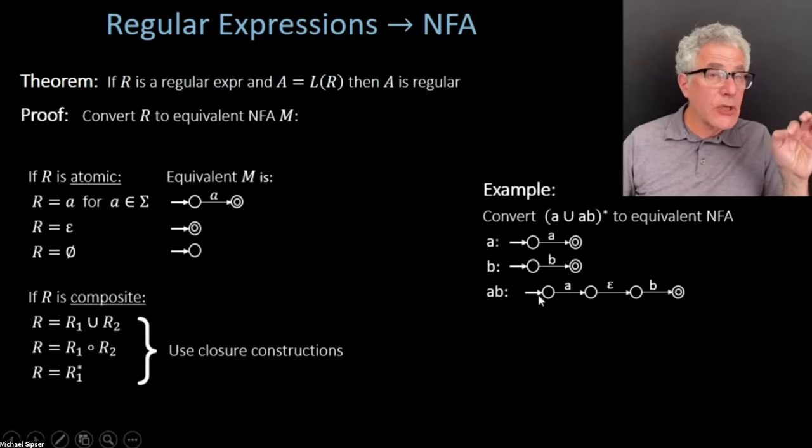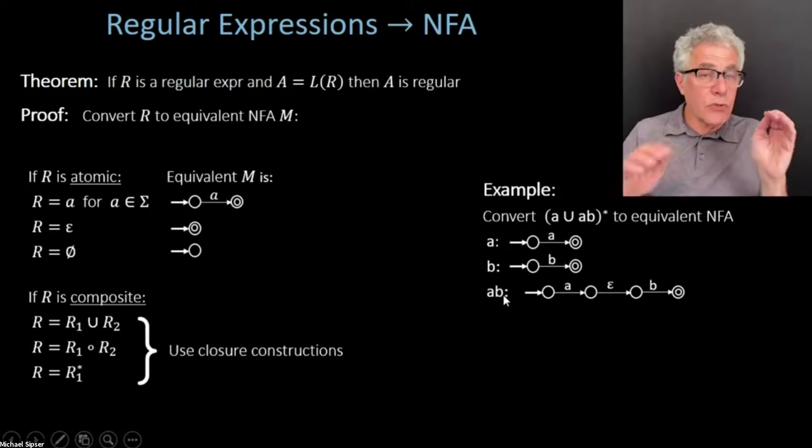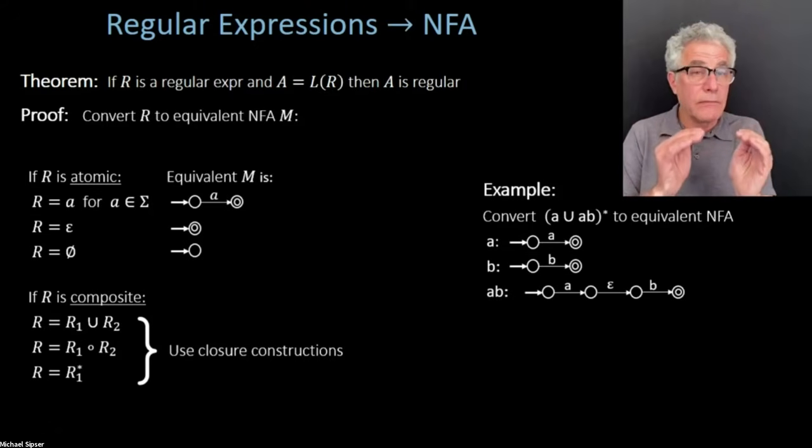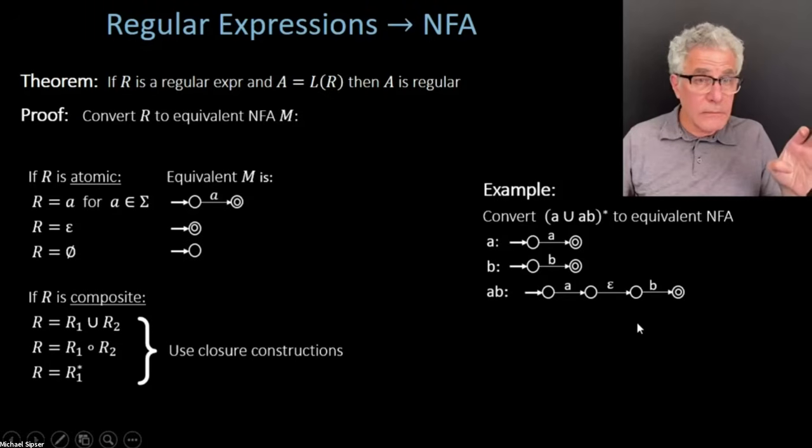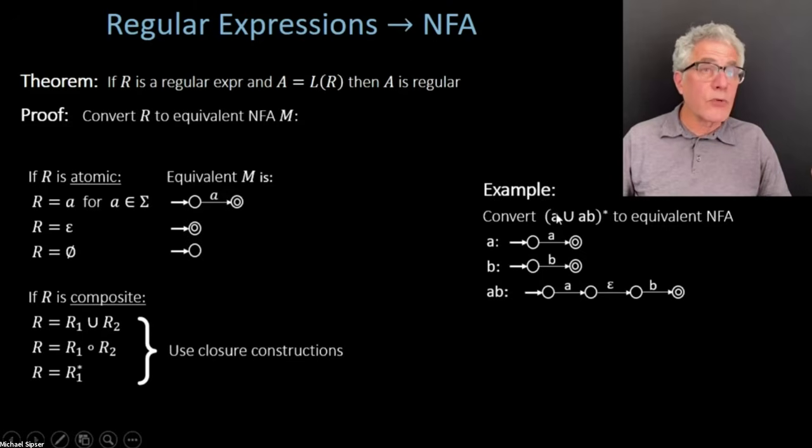You see that? So now I have automatically an NFA for the language whose only string is AB. And it's not the simplest NFA. You can make a simpler one, but the virtue of this one is that I got it automatically just by following the closure construction. So now I'm going to do a more complex one, just the inside here, A union AB.